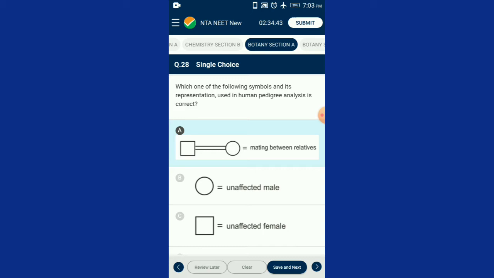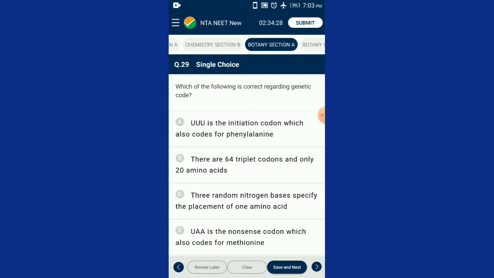Question number 29. Which of the following is correct regarding genetic code? There are 64 triplet codons which code for 20 amino acids. This is due to degeneracy of code, as some amino acids are specified by more than one codon. Only tryptophan and methionine are specified by single codons. All other amino acids are specified by two or more.